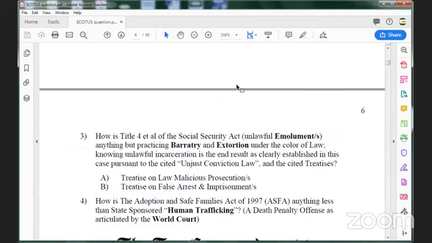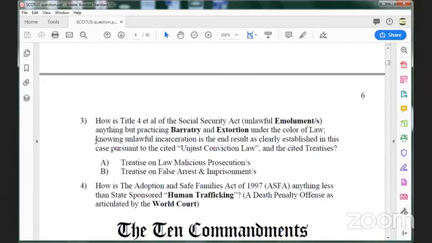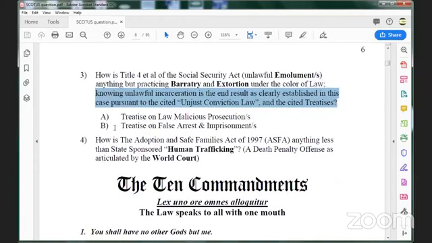This is the significance of proper nomenclature. Know what the thing is that you're talking about before you start talking about it, or you end up looking like an idiot, right? So knowing unlawful incarceration is the end result as clearly established in this case pursuant to the cited unjust conviction law and cited treatises, which I have named, malicious prosecution and false arrest and imprisonments, right? Knowing, of course, what I know about my particular case and what I've seen from many other cases, I decided I'm going to head them off at the pass, which I think I've accomplished pretty successfully here.